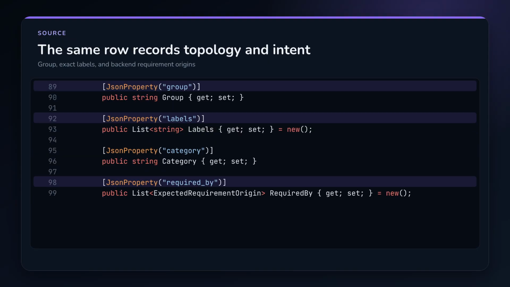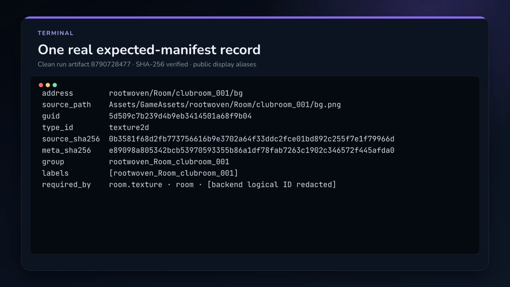Each manifest row now connects one runtime name to one source file and one Unity identity. It records the asset type, its group and labels, digital fingerprints of both the file and its metafile, and which backend rule, if any, requested it. Some assets remain managed even when the current demo does not request them, so they stay checked without pretending they are active. The complete manifest gets its own fingerprint, so every later job can prove it received the same checklist.